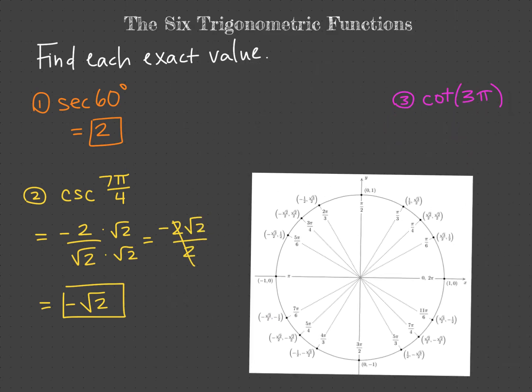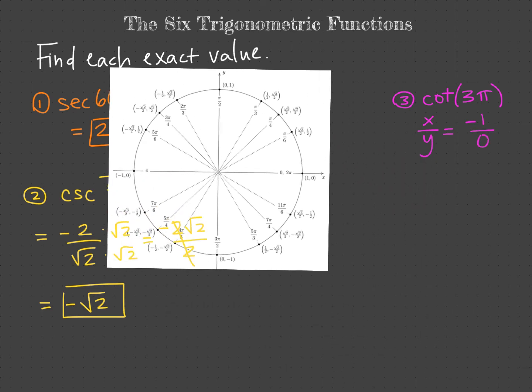So cotangent, again, is defined as x over y, and our x-coordinate over here is negative 1 and our y-coordinate is 0. Anytime we divide by 0, we are not defined. So the cotangent at 3 pi is undefined.